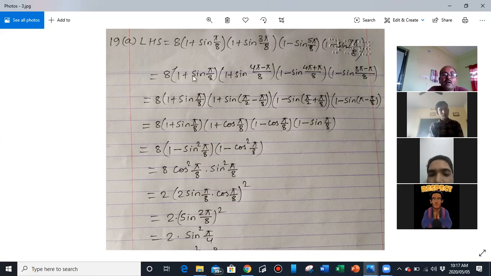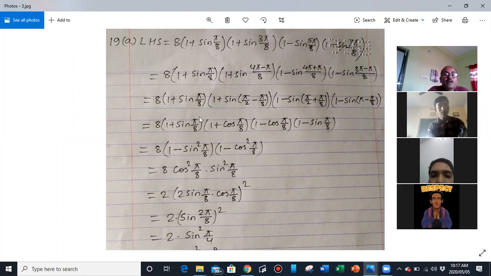So the first bracket is the same. In the second bracket, sin 4 pi by 8, 4 into 8, so it will be pi by 2 minus pi by 8. Also 4 pi by 8 means pi by 2 plus pi by 8. Here 8 pi by 8 will be only pi, pi minus pi by 8. Are you getting it? Yes, sir.